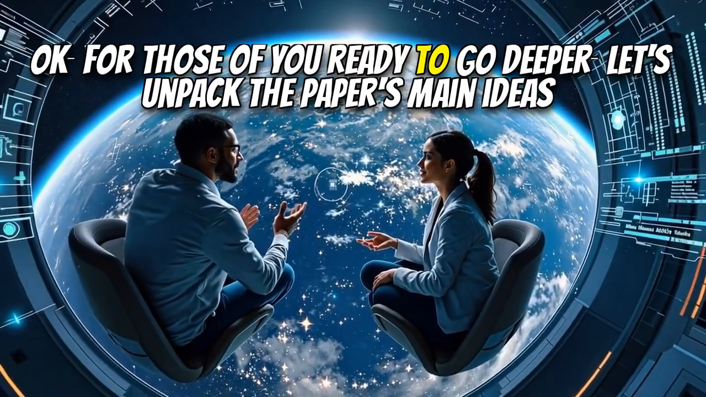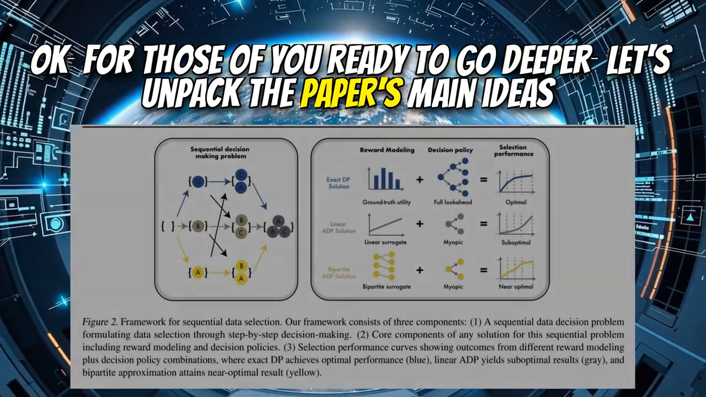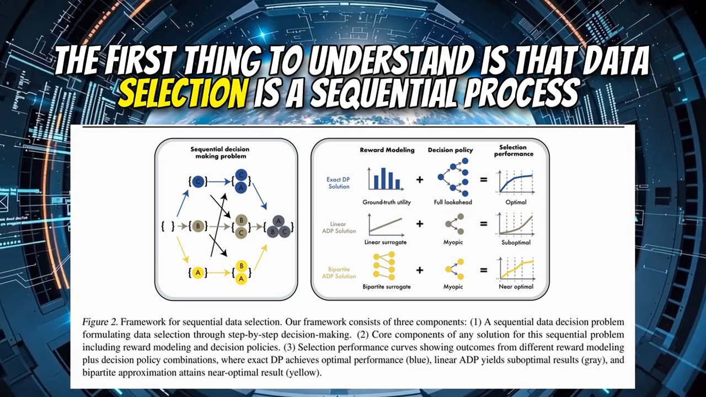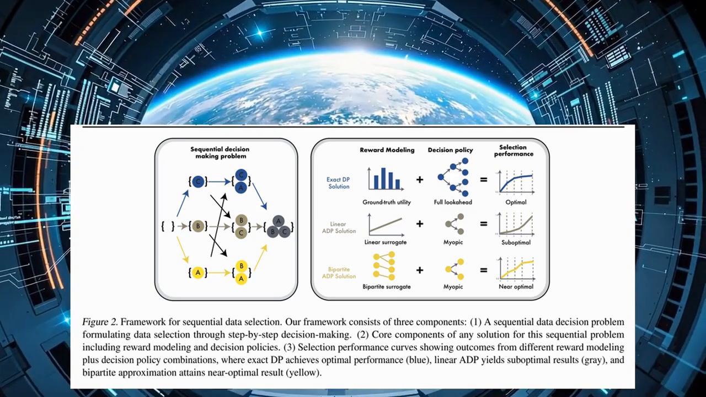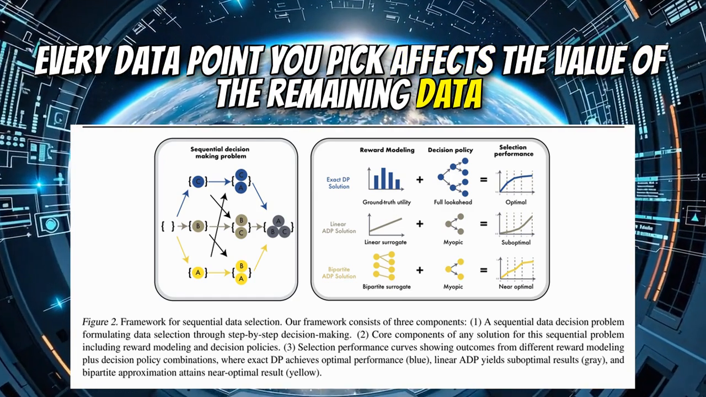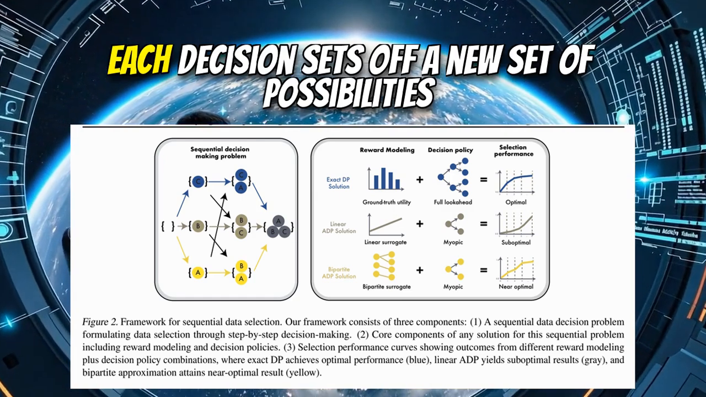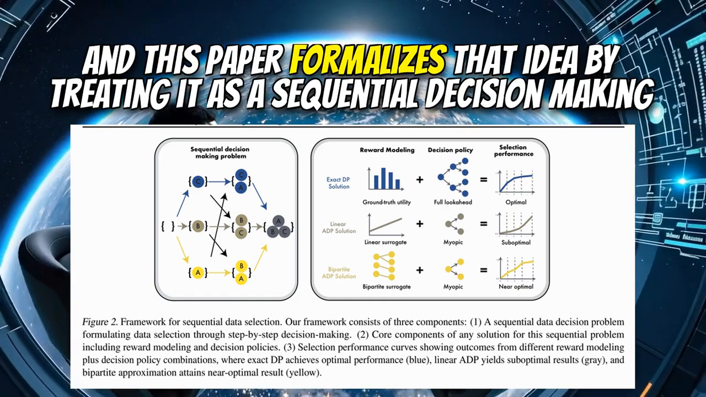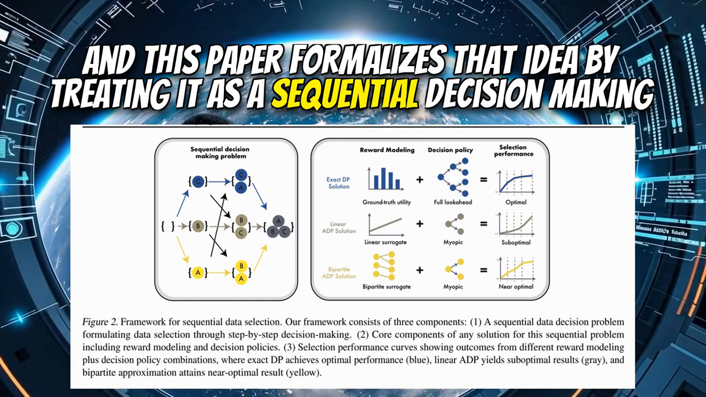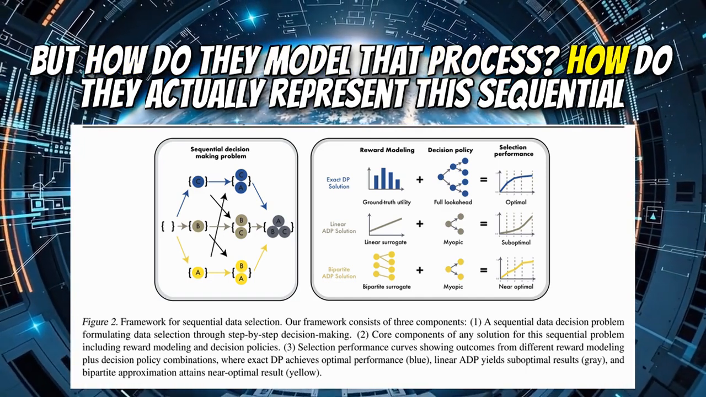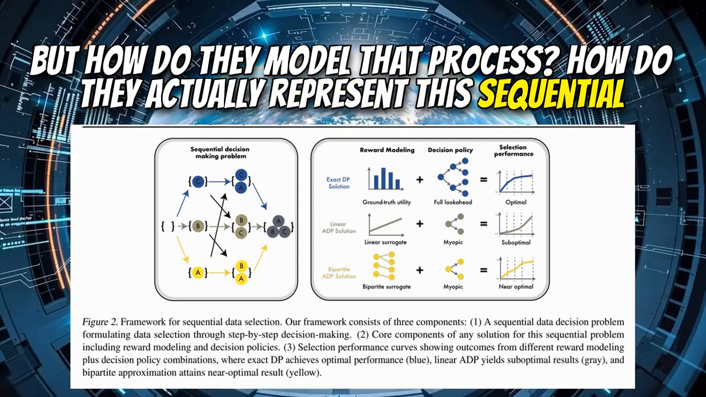Okay, for those of you ready to go deeper, let's unpack the paper's main ideas. Sounds good. The first thing to understand is that data selection is a sequential process. Every data point you pick affects the value of the remaining data. So it's like a chain reaction. Yeah. Each decision sets off a new set of possibilities. Exactly. And this paper formalizes that idea by treating it as a sequential decision-making problem. Okay, I'm with you so far. But how do they model that process? How do they actually represent this sequential decision-making?